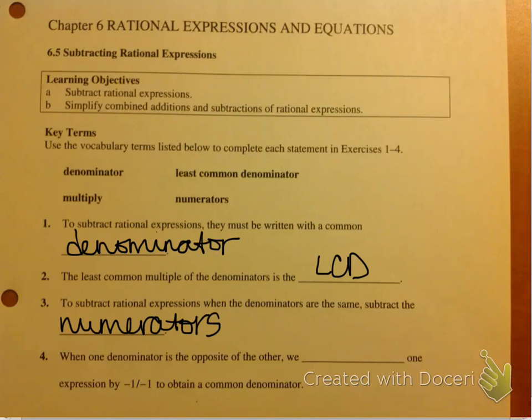When one denominator is the opposite of the other, we multiply one expression by -1 over -1 to obtain a common denominator.